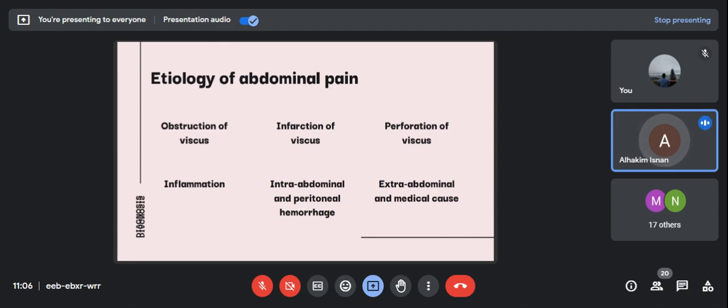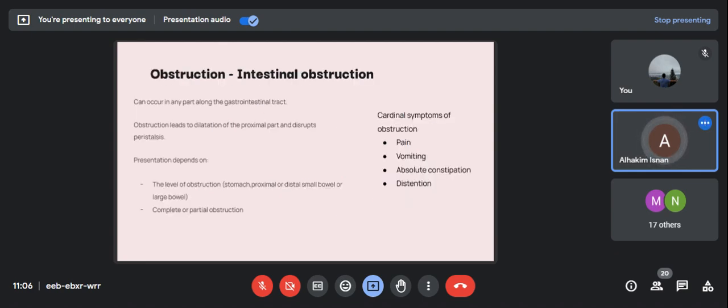Here are the etiologies of abdominal pain. Of course, the first one is obstruction. Next is infarction, which is lack of blood supply or tissue perfusion in certain parts of the abdomen. Next is perforation, and then inflammation, intra-abdominal and peritoneal hemorrhage, and extra-abdominal and medical causes. So we can go one by one.